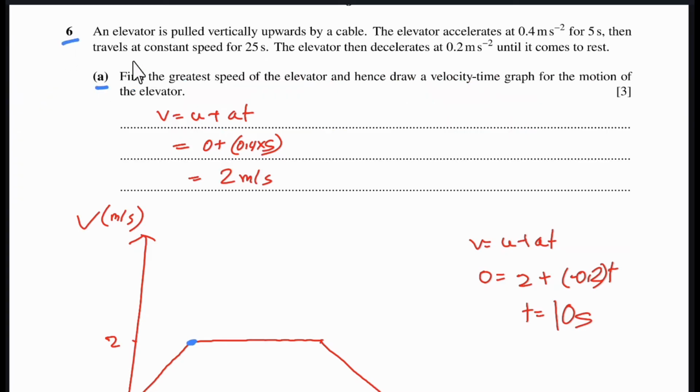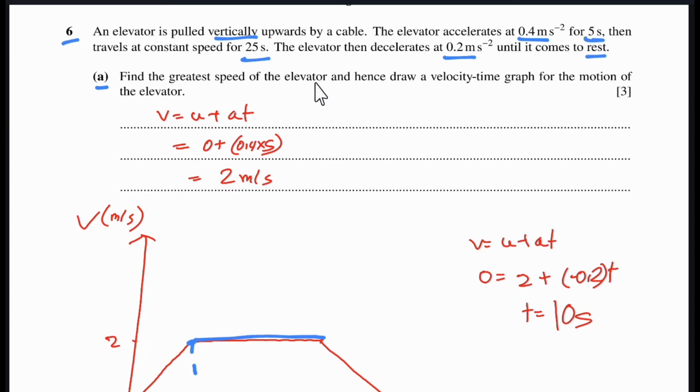In question number 6, part A, an elevator is pulled vertically upwards by a cable. The elevator accelerates at 0.4 meter per second square for 5 seconds. So for 5 seconds it accelerates and then travels at a constant speed for 25 seconds. So it accelerates and then comes to a point. Then again it moves at a constant speed. The elevator then decelerates at 0.2 meter per second square until it comes to rest.